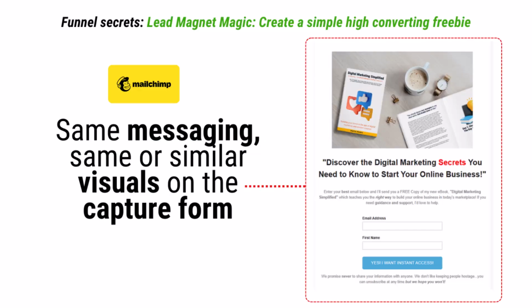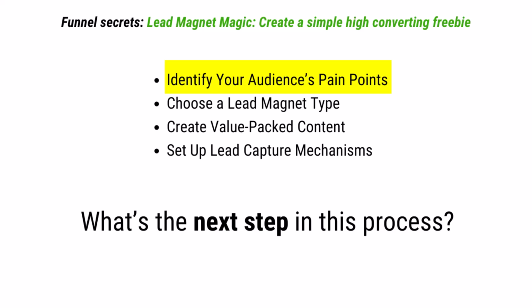And then when they do click the link or they do opt in, make sure you have the same messaging or the same or similar visuals on the capture form. And you can use any tool that creates opt-in forms or landing pages to do this. I use MailChimp. We have identified our audience's pain points. We've chosen a lead magnet type based on what's easiest for you to create. I showed you guys how to create value-packed content. And then we talked about lead capture mechanisms.